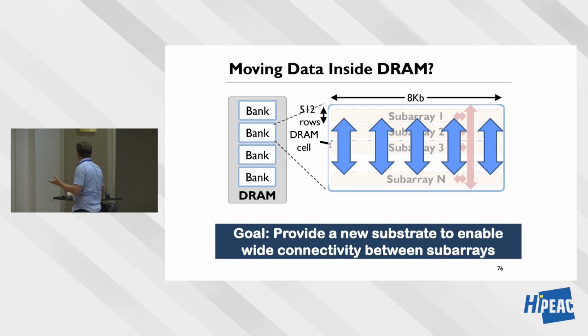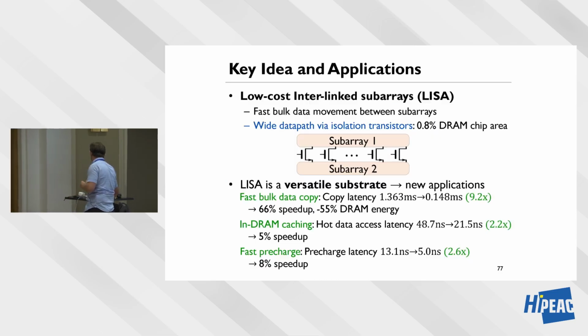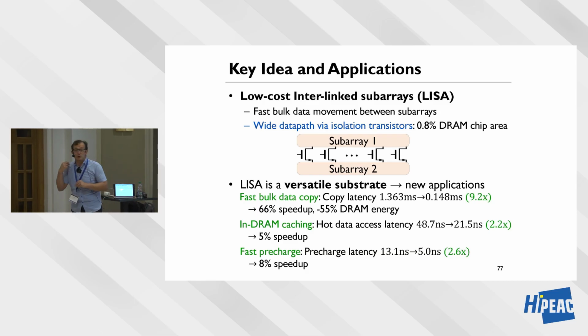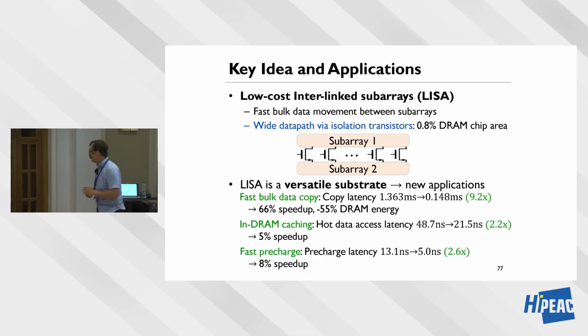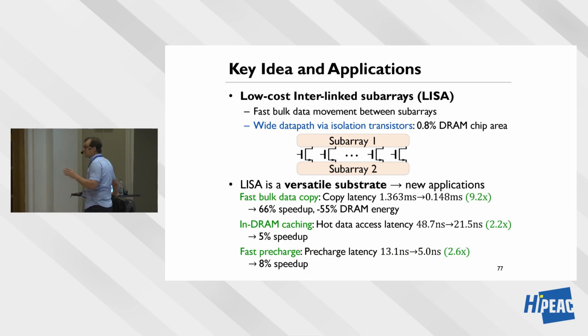Okay, the idea is very simple: provide a new substrate to enable wide connectivity between subarrays. Let me give you the very quick idea. Essentially, we add isolation transistors between subarrays. This subarray is connected to this subarray, and they have isolation transistors, so that whenever the isolation transistor is enabled, you can copy data from the row buffer of this subarray to the row buffer of another subarray. If it's disabled, you won't be able to copy data. Now this adds a little bit more cost, but it adds a little bit more connectivity to the memory subsystem in the DRAM. And again, if you're interested, there's a lot more to do in this area.